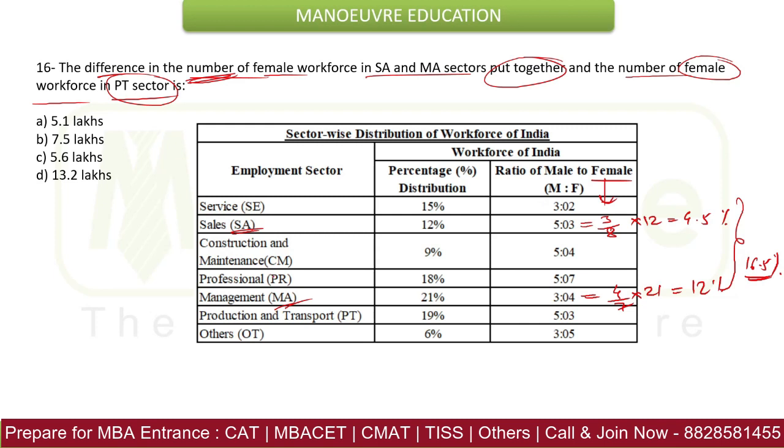And the female workforce in PT sector, that is production and transport. In production and transport we'll have 3 by 8 into 19, that will be 57 by 8, so it will be 7.125%. So we have to compare this difference, 16.5 and 7.125. So what will be the difference over here?